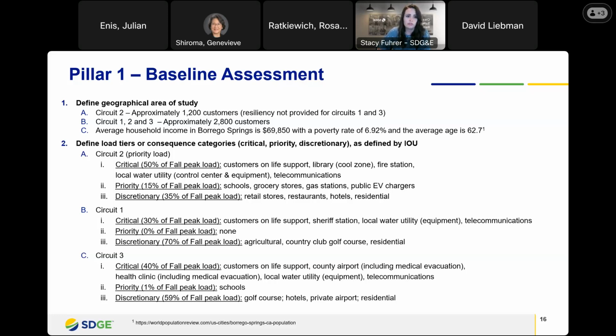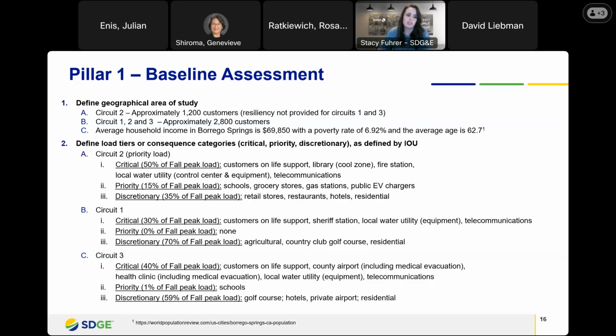As we start to move into number 2 for pillar 1, we define the critical, the priority, and the discretionary load, and that was identified by SDG&E, but again, with support from our community. And that's why circuit 2 is our priority load, because of those gas stations, those restaurants, those grocery stores, like a hub for the community if needed. Circuit 2 provides roughly 50% of critical load during SDG&E's traditional microgrid operating season, which is the fall peak load. And then we have 15% of priority and about 35% of discretionary.